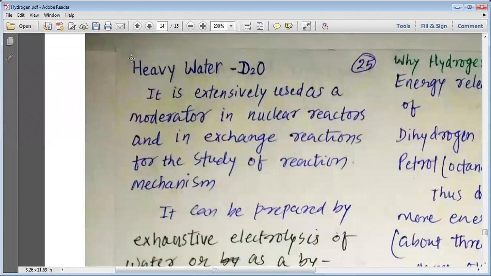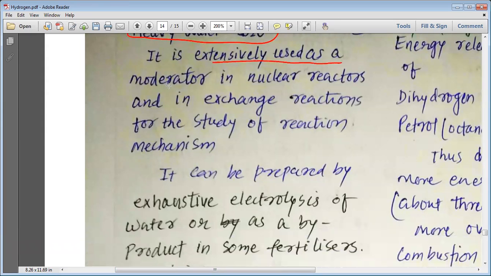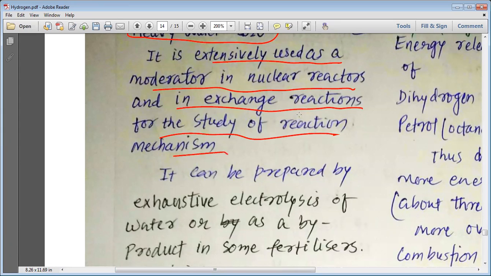Now, my dear students, we want to study about the heavy water. So let us study about heavy water, which is known as D2O. It is extensively used as a moderator in the nuclear reactors and in exchange reactions for the study of the reaction mechanism. Now, what is this? Let us try to understand.